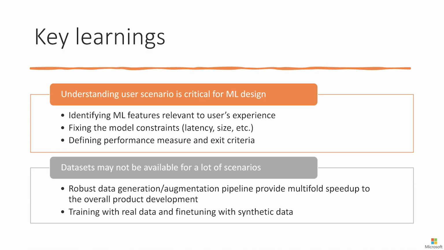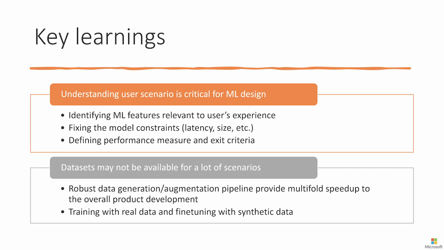So overall the key learning is that understanding the user scenario is very critical from an ML design perspective. Usually the scenarios we read about in papers are very general, like I need to classify an image or even a document image. Even these scenarios become very general when we look at them from an industrial setting, right?